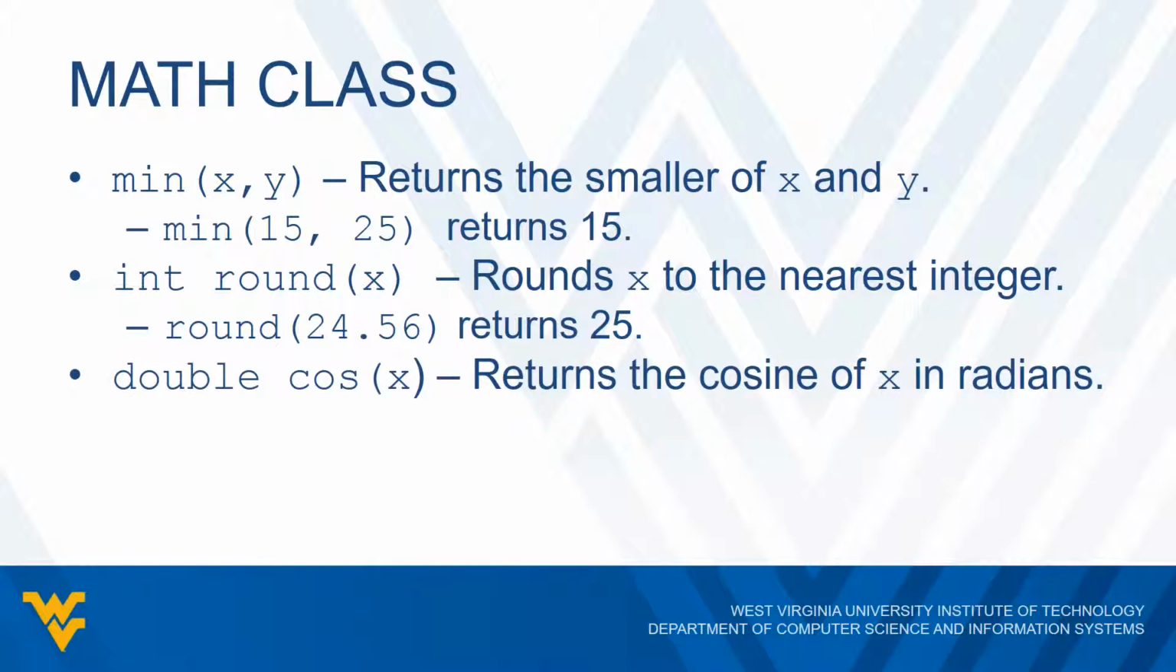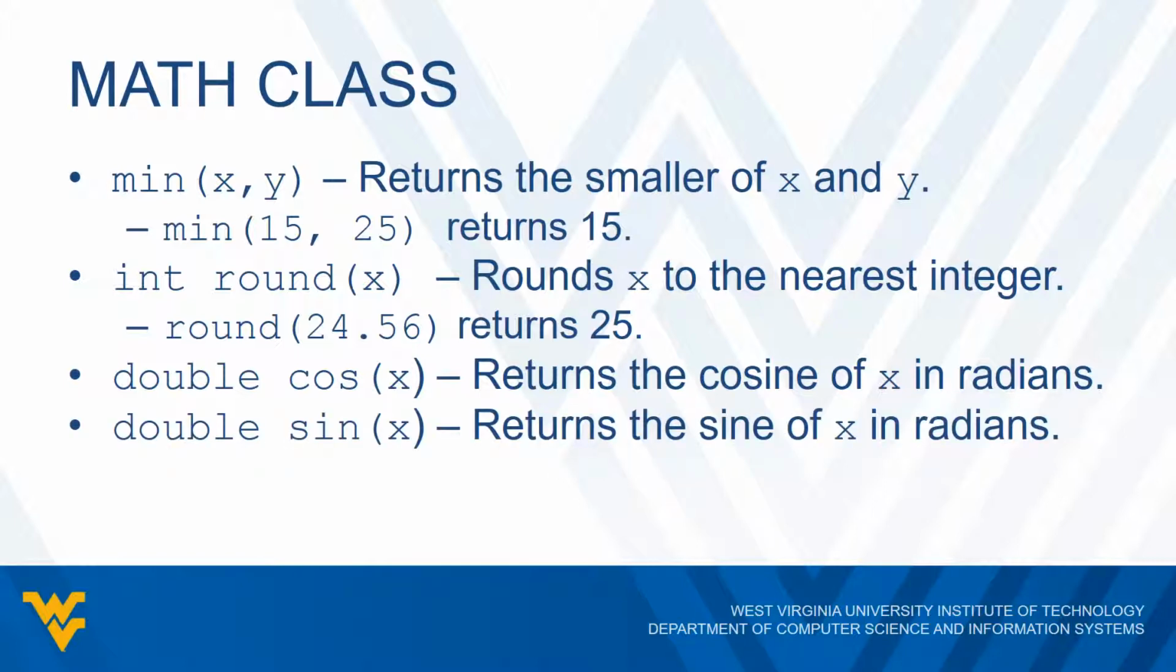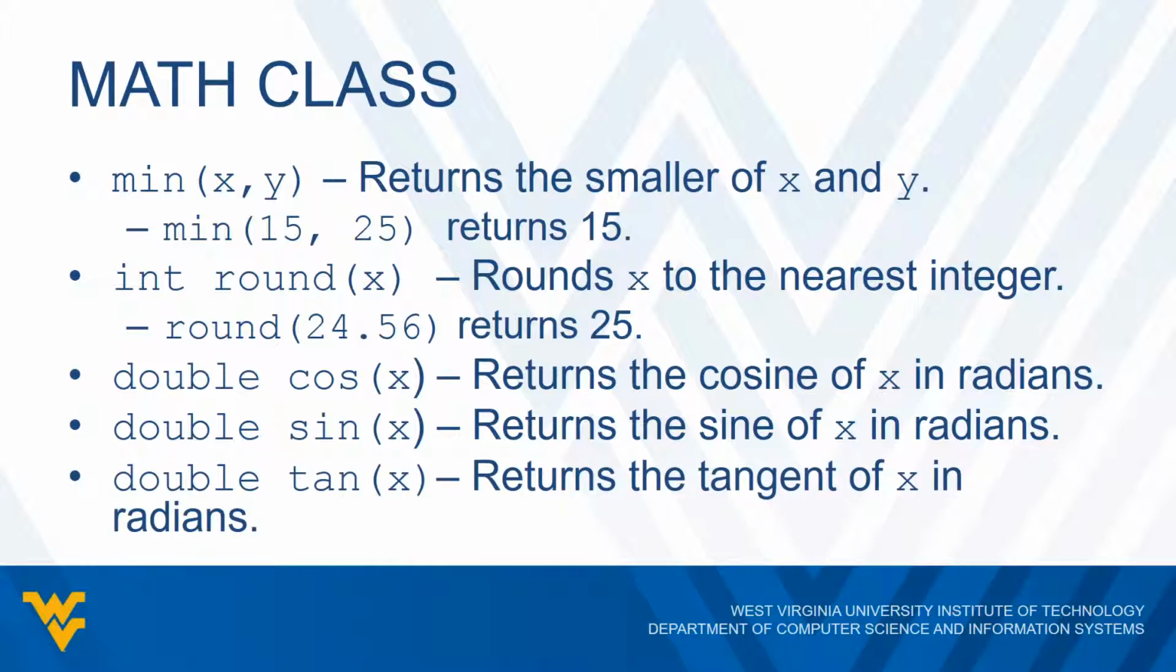And then we have a couple of trig methods. So the cosine of x will return simply the cosine of x in radians. Our sine method will return the sine of x in radians. And tangent, or tan, in this case, will return the tangent of x in radians.